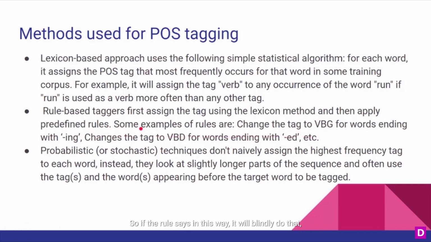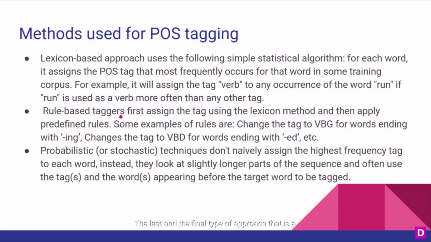So if the rule says in this way, it will blindly do that, even though the lexicon based approach has tagged a particular tag before. It will try to change it according to the given set of rules which we have defined. So that's what the rule based tagger will do.